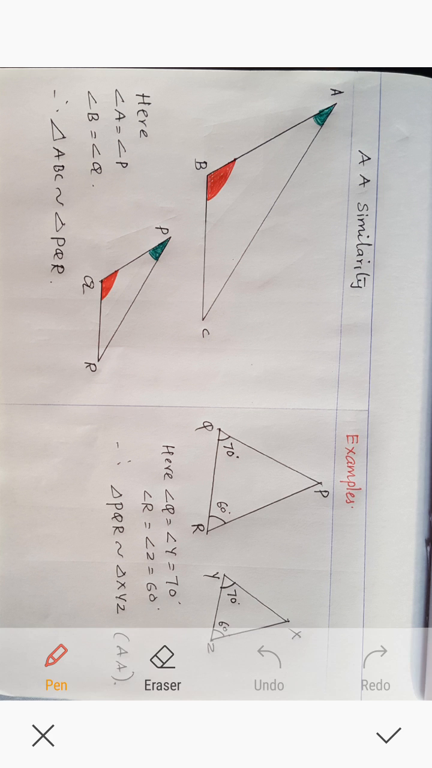And how do we take the ratio of the sides? How can we say AB equal to, AB by PQ? How should we take this ratio?